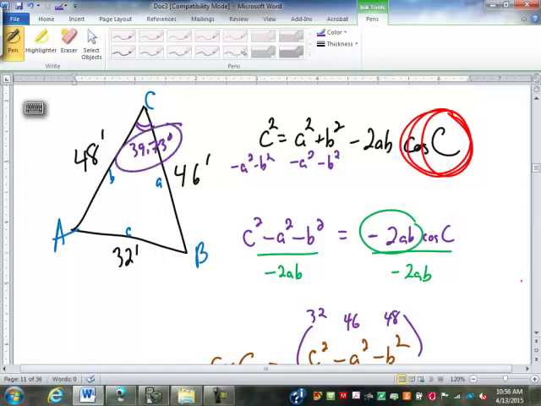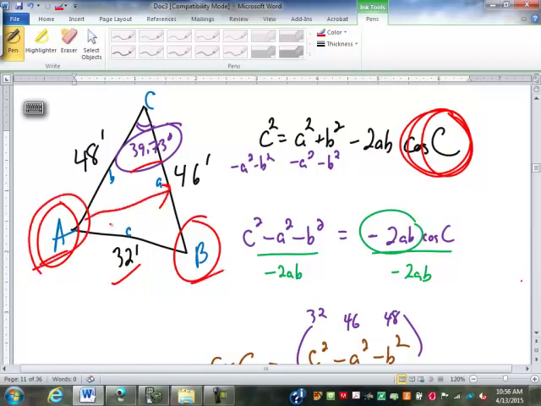And of course, once I have that angle, now I have an angle and its opposite side. I am back to using the law of sines. Which of these two angles would I want to find first, A or B? 39.73. There is a definite one I'd want to find first, A or B. A. Why? It's smaller. It's opposite the smaller side. Always find the smaller angle first if you can.